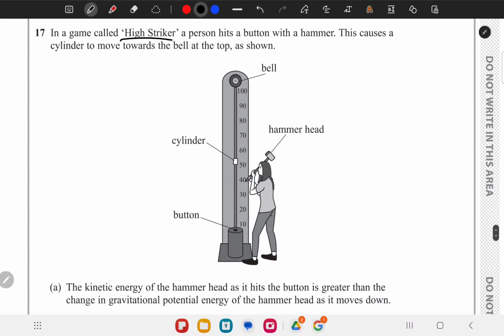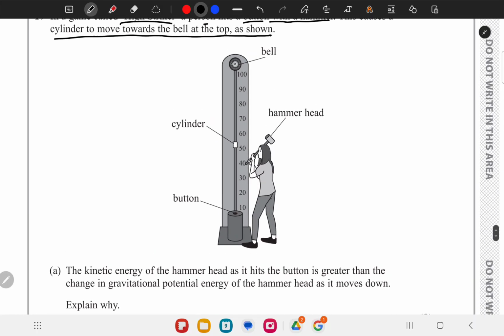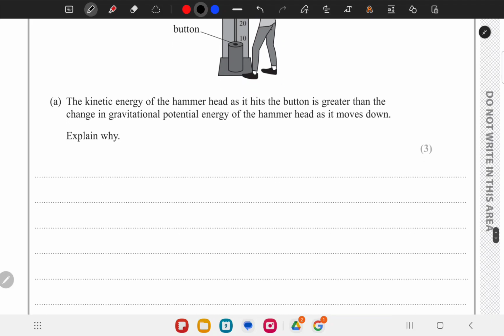Now we have a game called High Striker, where a person hits the button with a hammer, which causes the cylinder, so this cylinder, to move upwards towards the bell. If you hit it hard enough, it will hit the bell and start ringing it.